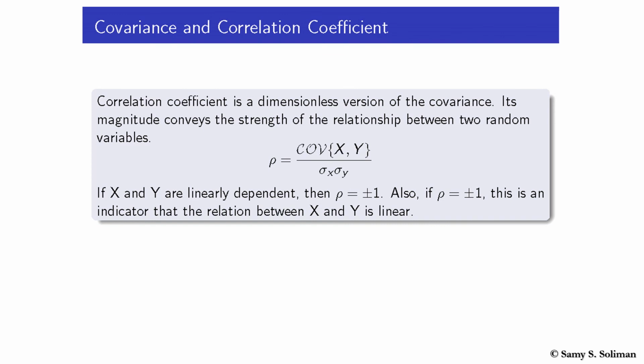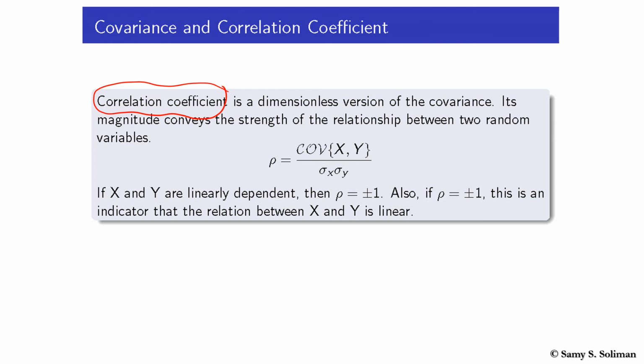Another definition that we usually use to determine the relation between two random variables is the correlation coefficient. The correlation coefficient is a dimensionless version of the covariance. Note that the covariance is the expected value of x minus its mu times y minus its mu. So it has the units of the random variables multiplied by each other, or if both random variables have the same units, it has a unit of the random variable squared.